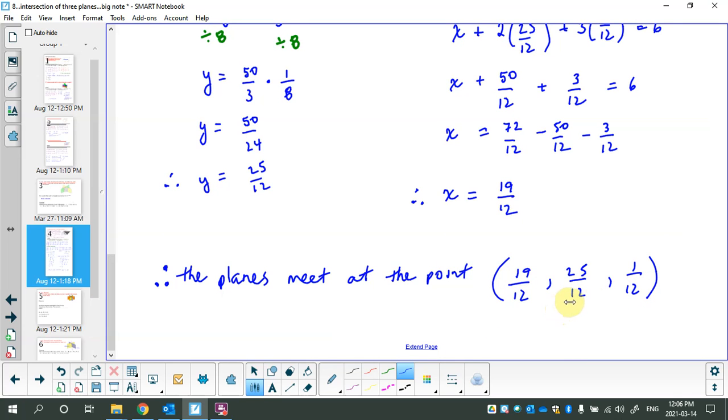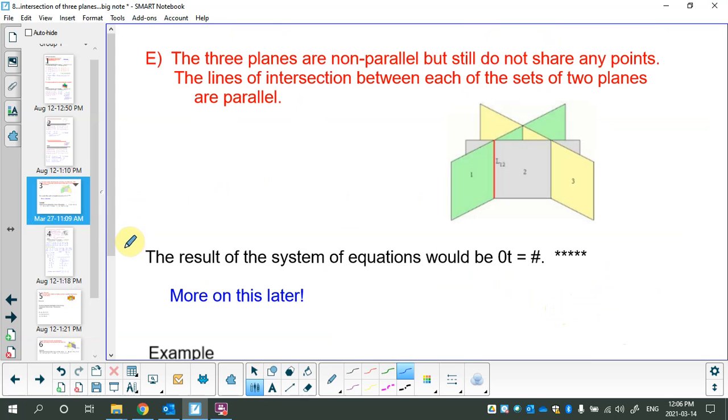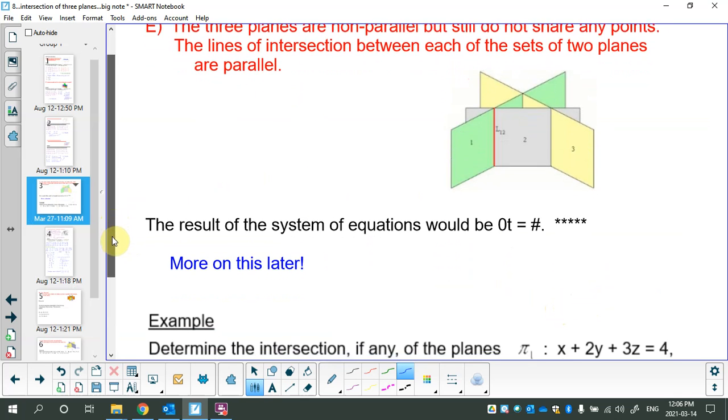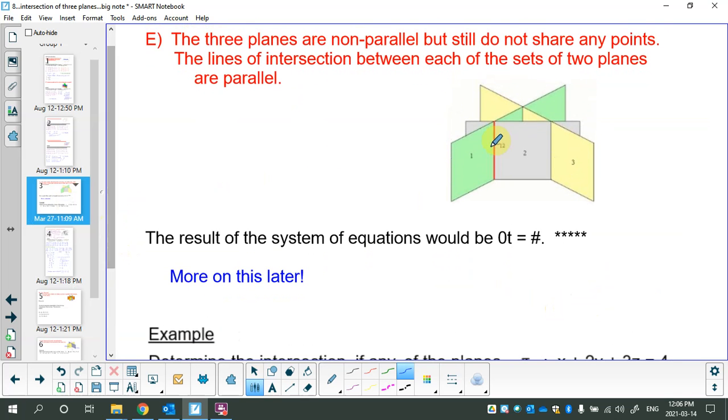All right, so now let's go back and look at F, now that we have a process for this. And here's my example. So there's my picture. Sorry, the three planes are non-parallel, but they still do not share any points. The lines of intersection between each of the sets of two planes are parallel.